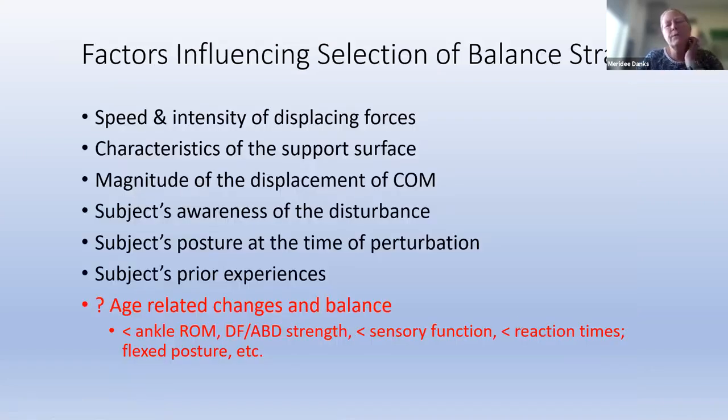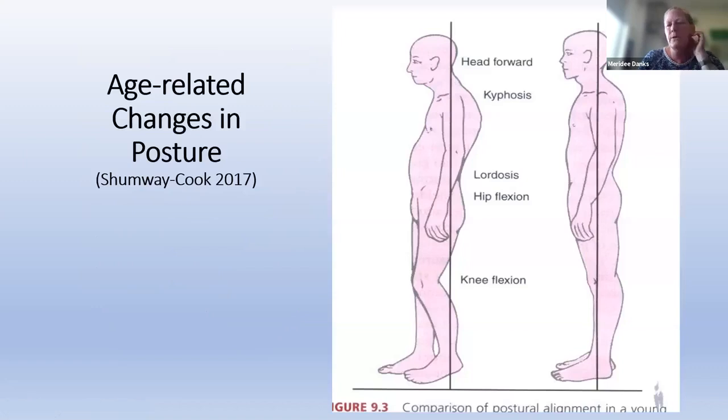So different influences when you pick which strategy kind of depends on the things listed here. I'll let you read through those. Age-related changes that really can impair these motor strategies: decreased ankle range of motion, weakness of dorsiflexors and hip abductors, decreased sensory function, people with neuropathies, decreased reaction times. So again, some of these are modifiable and we want to key on those.